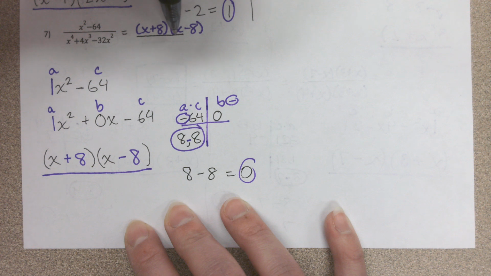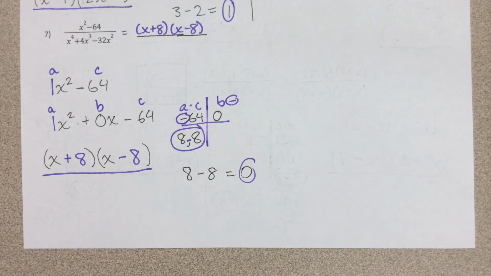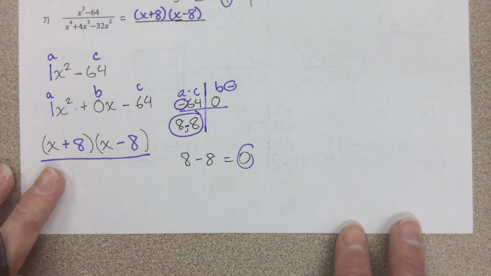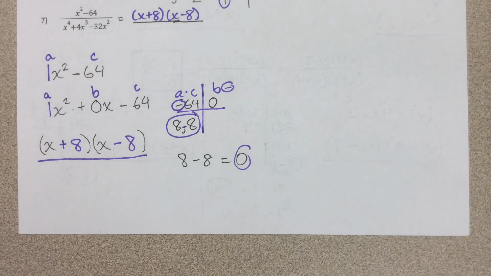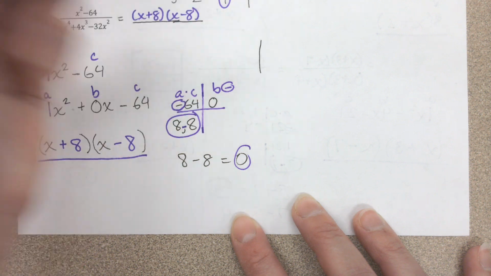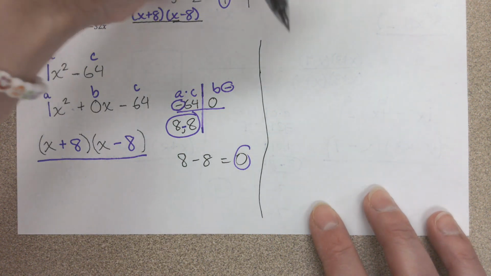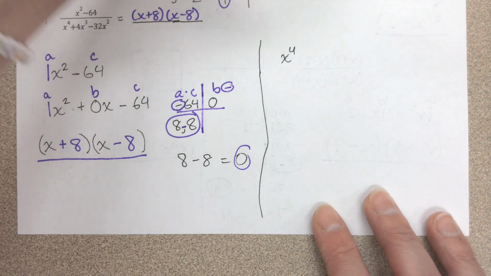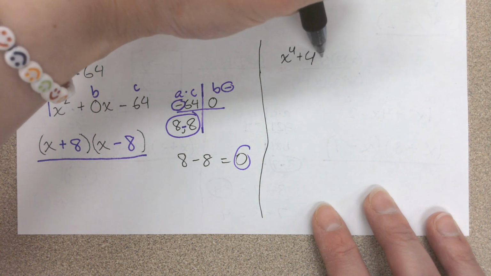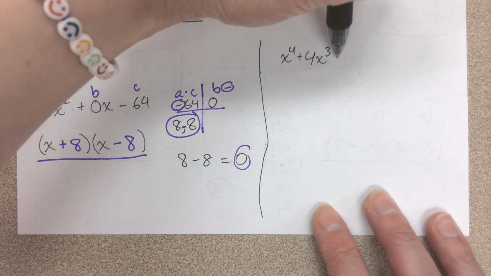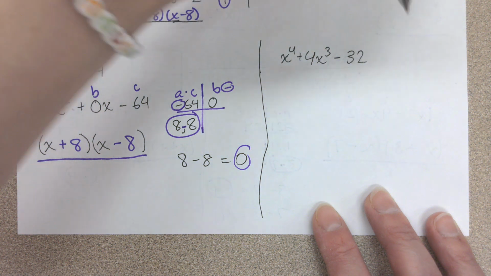X plus 8, x minus 8 on top of the fraction. The bottom's going to take us a moment. We have x to the 4th plus 4x cubed minus 32x squared.